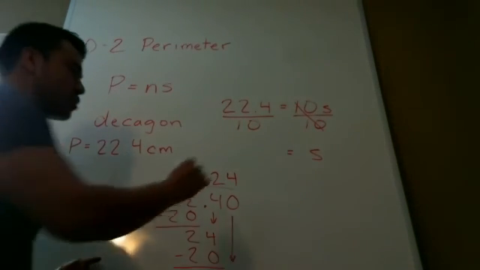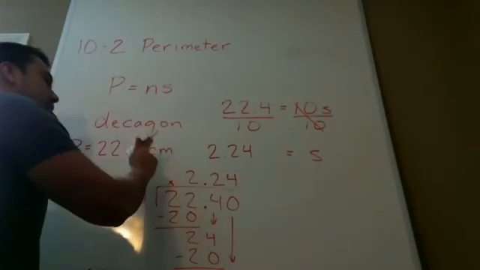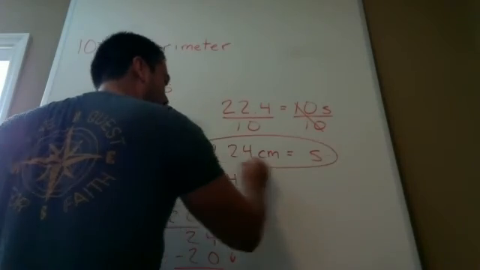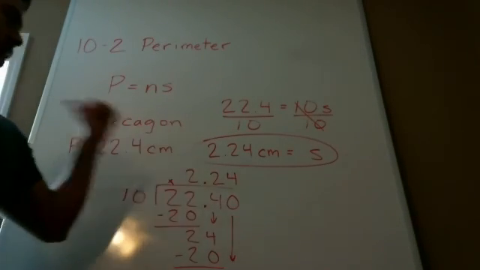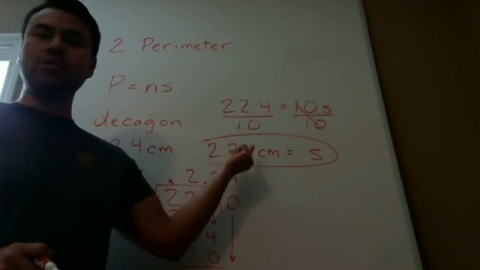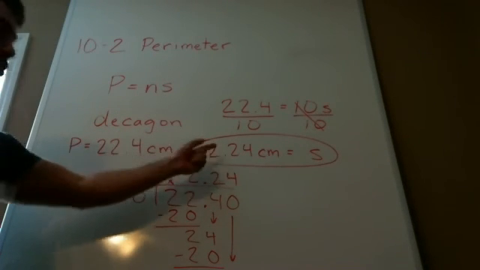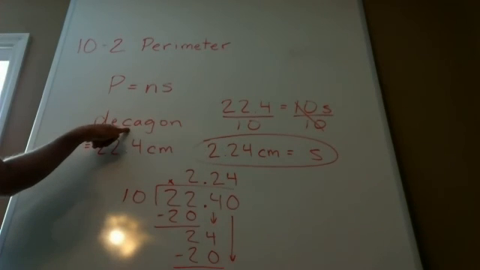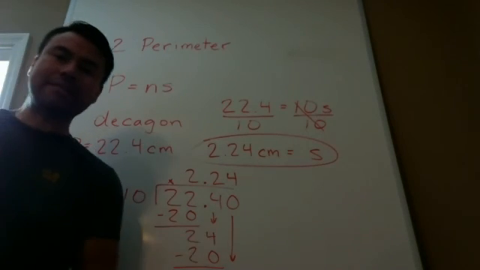So my final answer is going to be 2.24 centimeters. Please give me your units where they belong. Each length for this decagon, each side length is going to be 2.24. And let's see if that makes sense. If I just rounded this to 2, what's 2 times 10? It's 20, right? Which is about 22.4, which means our answer makes sense.